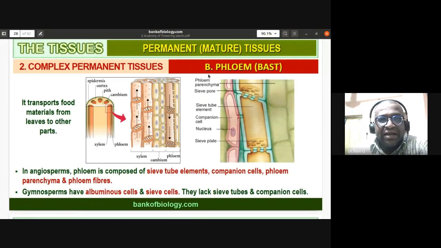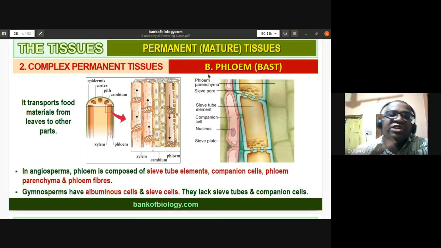So the second type of complex permanent tissue is phloem or bast. It is a food conducting tissue. So it transports food materials from the leaves to other parts of the plant body. We'll again be discussing that in plant physiology, where we study translocation of organic solutes.